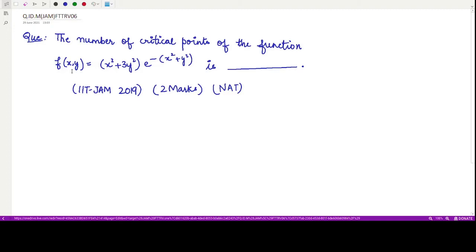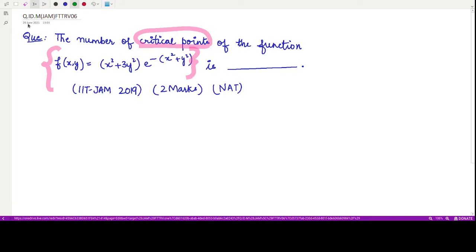In this video, we shall be talking about a question from IIT-JAM 2019, which is a 2-mark, numerical answer type question. The question says: find the number of critical points for this given function. This function is given to us and we are to tell how many critical points it has.